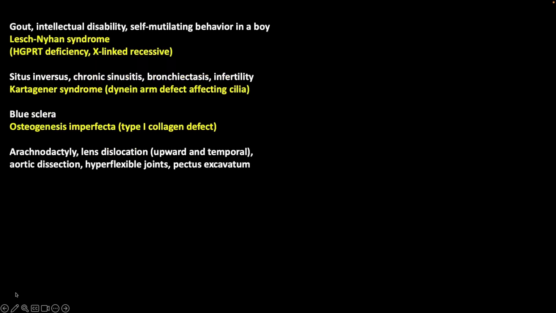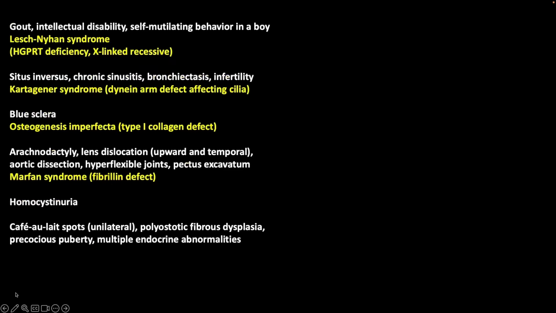Now you see an upward and temporal lens dislocation, aortic dissection, hyperflexible joints, and pectus excavatum. This would be Marfan syndrome, and that's a fibrillin defect. And if you saw intellectual disability as well as these things, you'd think of homocystinuria.